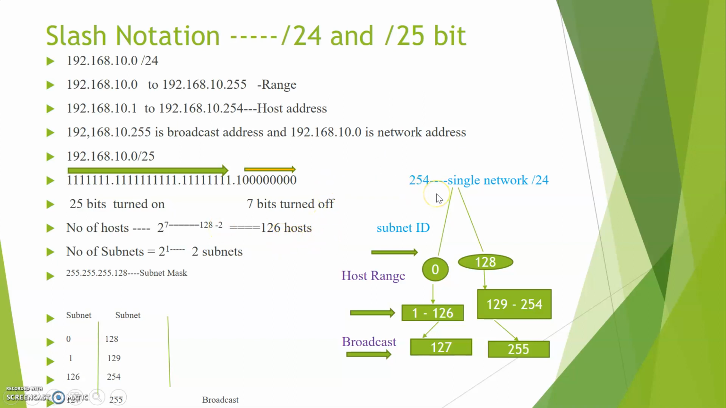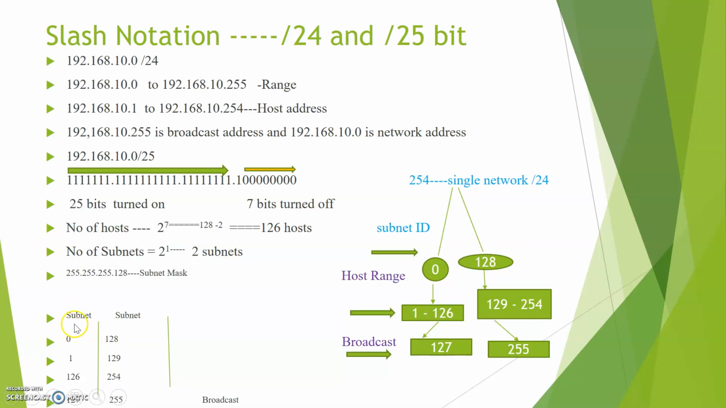So here I am subnetting, breaking a single network into 2 portions. Each portion of the network we call a subnetwork or subnet ID. Under each subnet ID there will be the host range. So totally there are 126 hosts here and 126 hosts here, and 127 is a broadcast address, and here 255 is a broadcast address. So the host range is always between the network and the broadcast address.